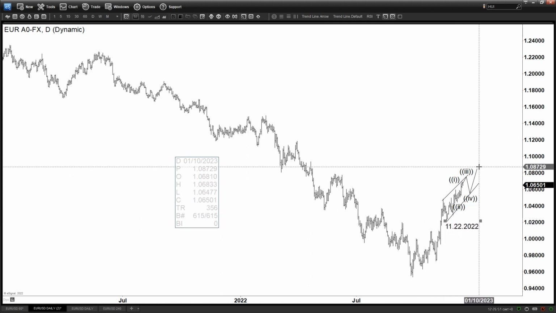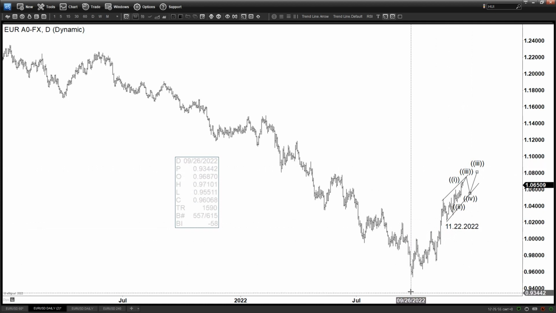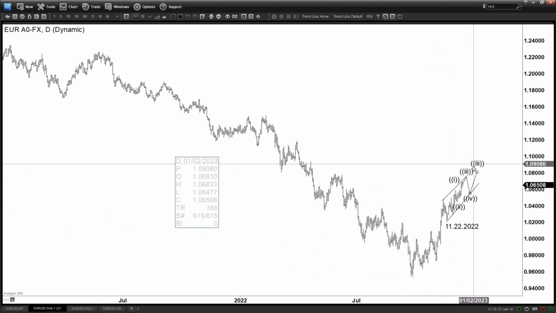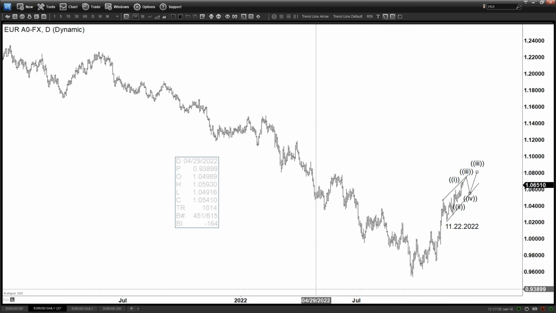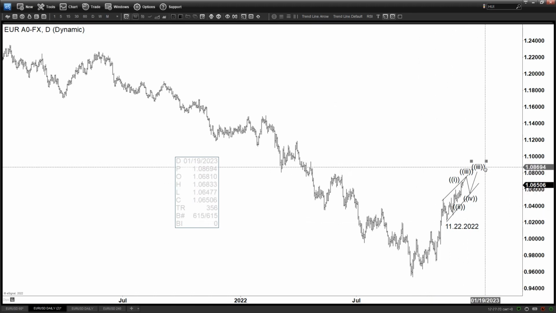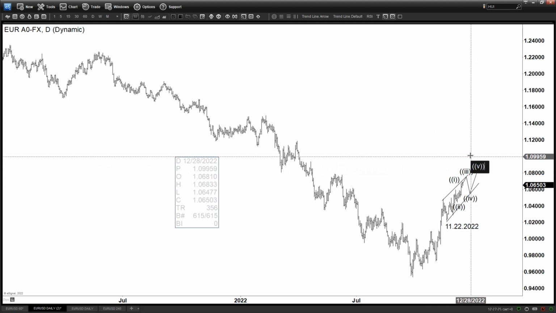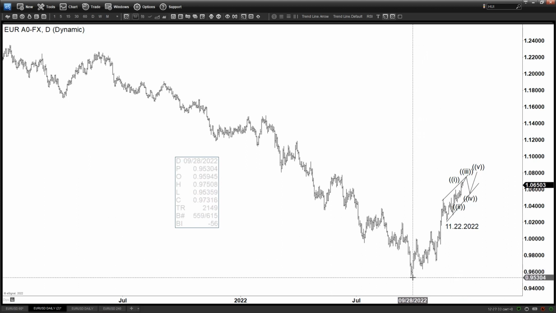Okay, so once that shorter cycle 5 waves diagonal ends, if you take a look at the entire structure here, it does look like an impulse, right? It does look like an impulse. It is not a corrective structure, right? And once we finish that 5 waves, we should at the least end the cycle from November 22nd, and possibly can even end the cycle from September 28, right?